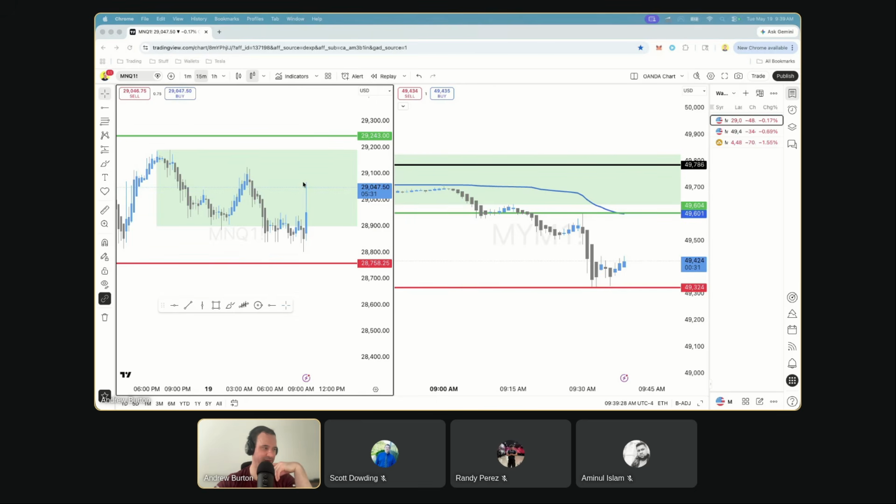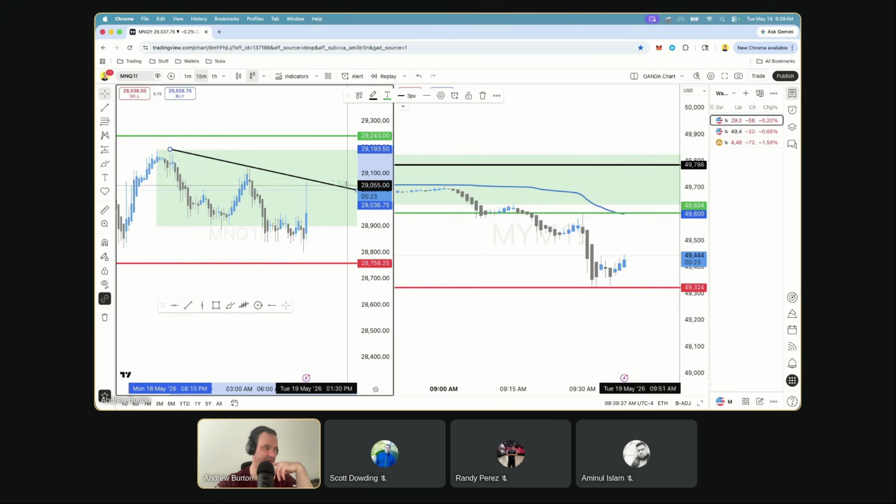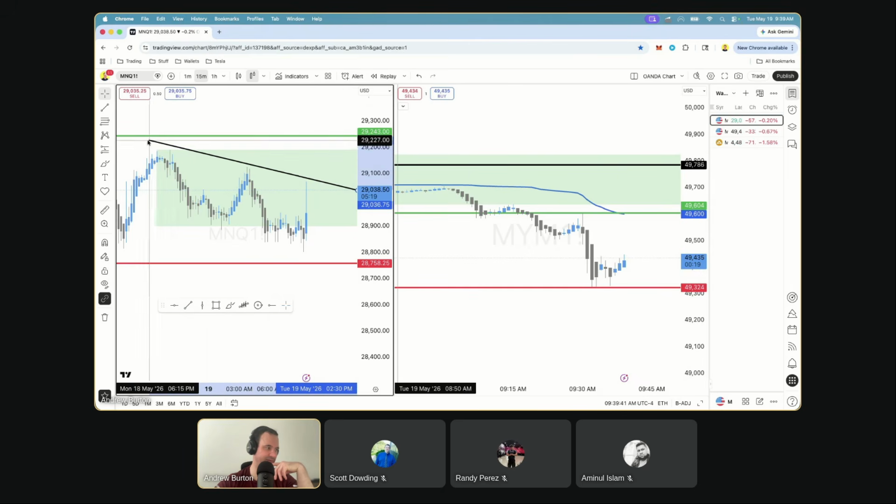NASDAQ's just hanging around there. So this is what could be happening with the NASDAQ, they could be doing this. It's just creating a trend line there. I don't trade off trend lines though, guys. I just like to have them on my chart.